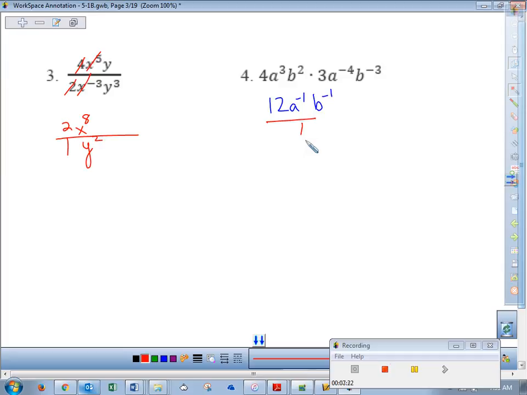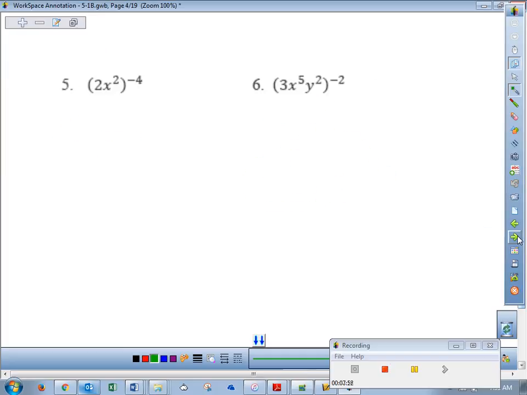So let's see who needs to stay and who needs to move. I'll start my final answer with a fraction bar. 12, stay or move. 12 stays. A to the negative 1, stay or move. Moves downstairs, becomes a to the positive 1, and b to the negative 1 also has to move, and it goes down there. And this one stayed. Nice? Let's see what's next.